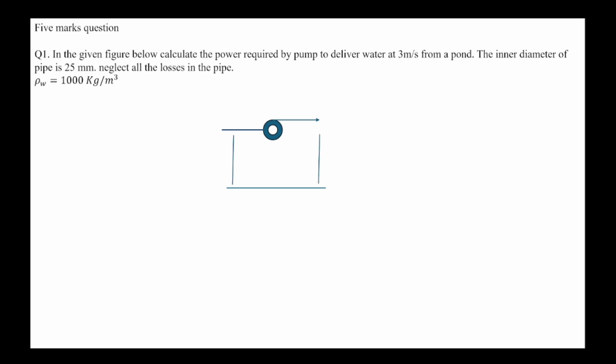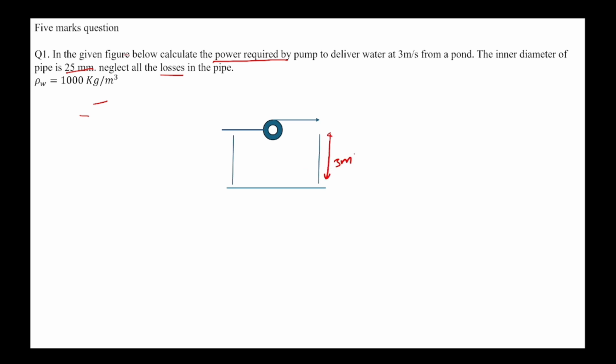So the very first question is, in the given figure below, calculate the power required by the pump to deliver water at 3 meter per second from a pond. The inner diameter is 25 meter. Sorry, inner diameter is 25 mm. That is same for the input and the output. Neglect all the losses, and the height given in the question is 3 meter.